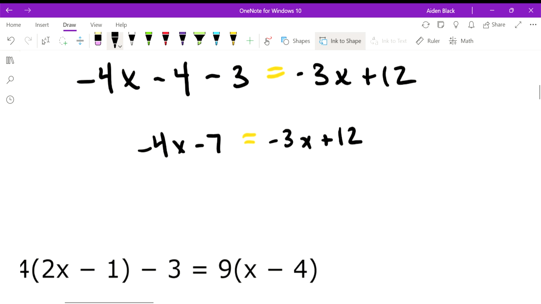Now, one thing I get a lot from my geometry students even is they're not quite sure what to add or subtract from both sides. So typically I want my x value to be positive. Notice that if I added 3x to both sides, my x value would be negative. I have negative x, because negative 4x plus 3x is negative x. So instead I'm going to add 4x to both sides.